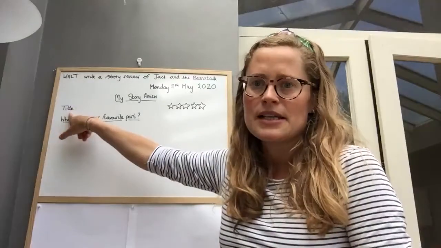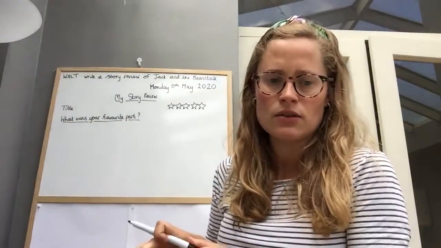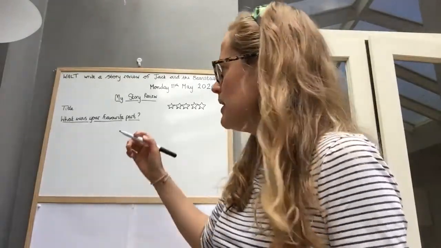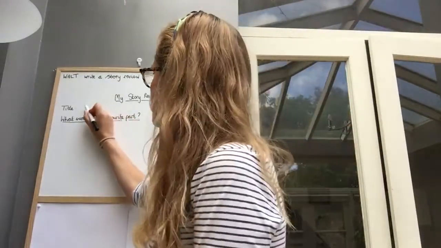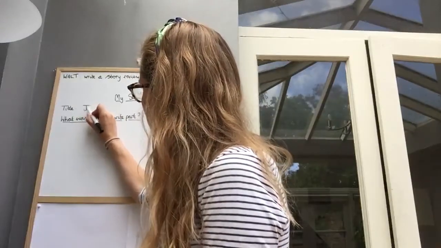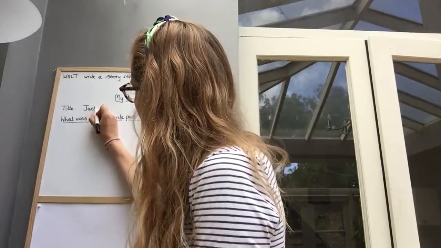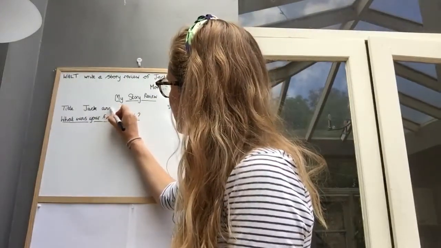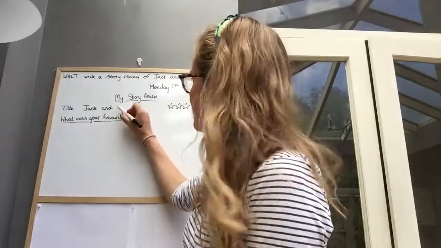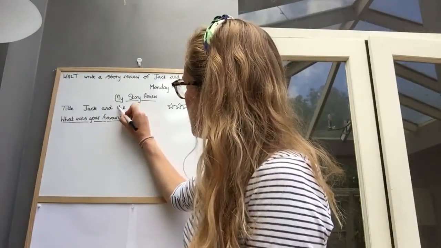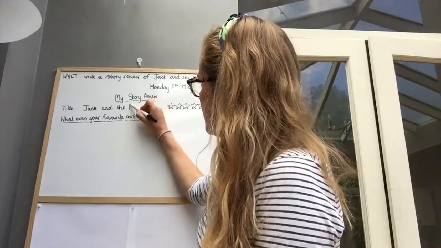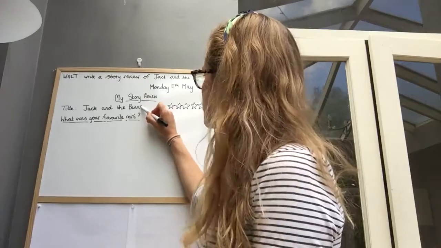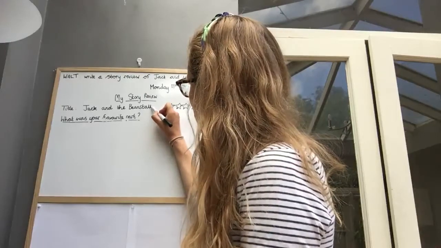Here it says title. What is the title of my story? My title is Jack and the Beanstalk, so I need to write that in. So, capital letter for J, A, K. Jack, finger space, and, finger space, the, capital B, in, st, or k.